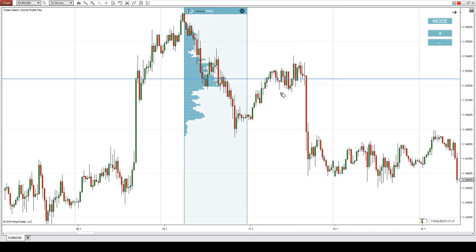So if it was 1 pip more, it would be a full profit target, if the level was a little bit lower. So in real trading, I probably wouldn't have taken such a trade. I would have discarded it.